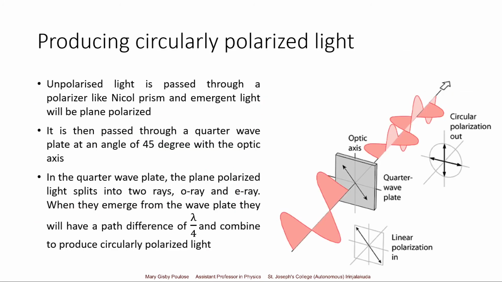So here, let us summarize. To produce circularly polarized light, unpolarized light is first passed through a polarizer, and the light is made plane polarized. The plane polarized light is then passed through a quarter wave plate at an angle of 45 degrees with the optic axis. Here in the plate, the light is split into O ray and E ray. They emerge from the wave plate with a path difference of lambda by 4 and combine to produce circularly polarized light.